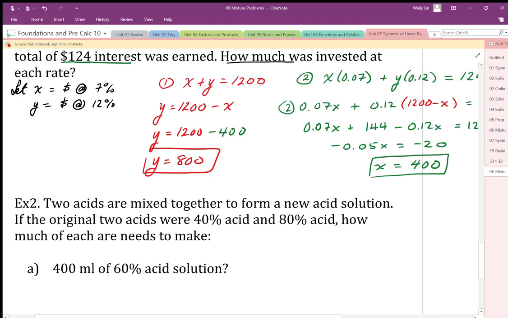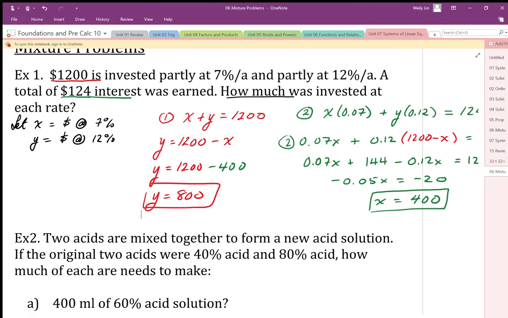If I double check this, 12% times $800 gives me $96. 7% of $400 is going to be $28. 96 plus 28 gives me my $124 of interest. So that looks like it works out. This is an investment problem, and the parts of investment are my principal, the total amount that's earning interest, and then the interest part. Although they're both dollar values, this is a dollar value in principal, and this is a dollar value in interest.